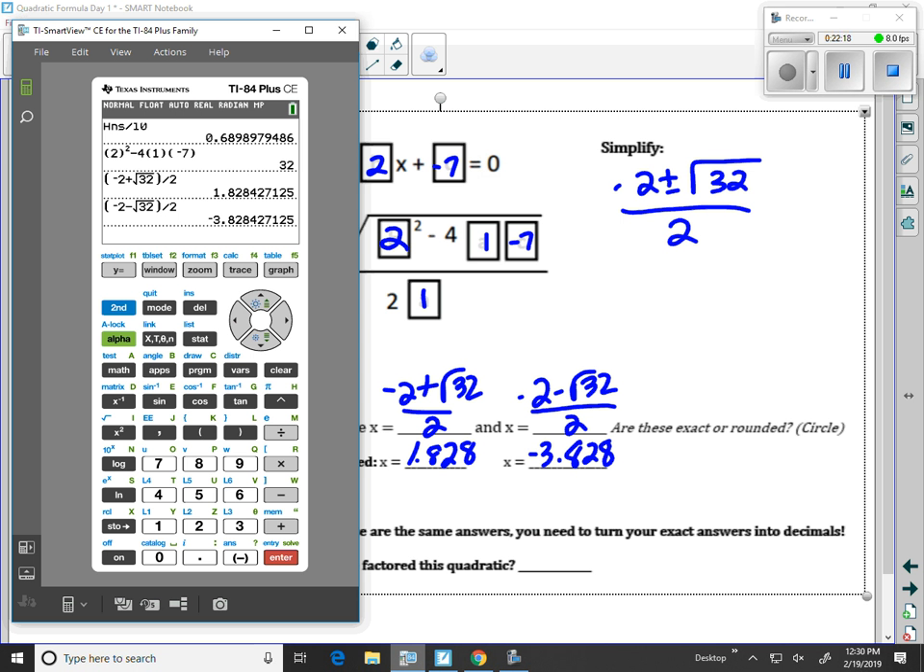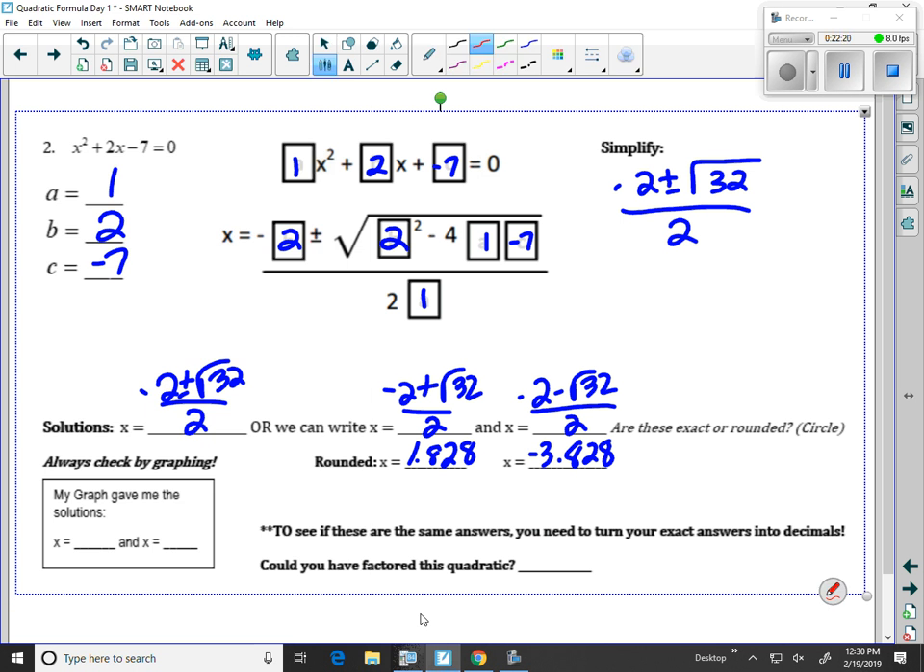Could we have factored this? No, this would not be factorable. If it is rounded at all, it's not going to be factorable. Again, we could check by graphing, put it into Desmos, make sure that your x-intercepts are correct. Was that a lot faster than the first one? Yes. It's going to get really, really fast. Once you know how to put this in, you're going to fly through these.